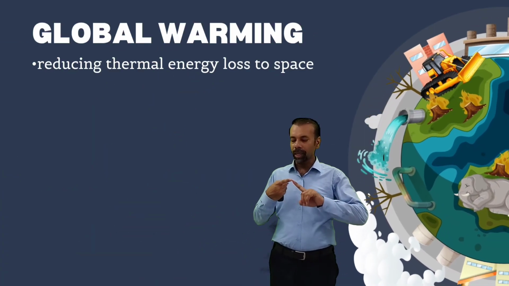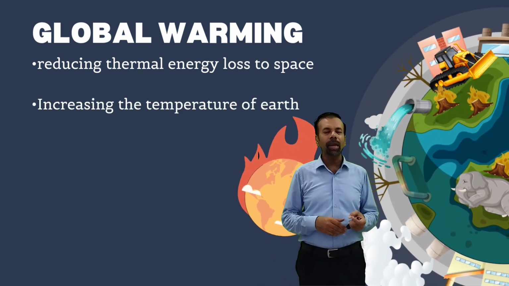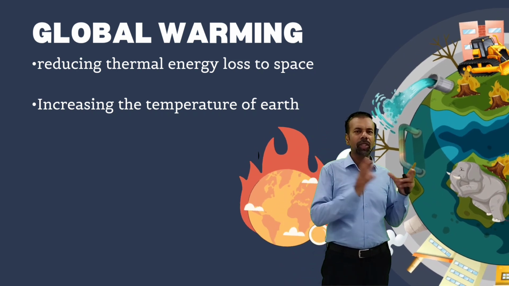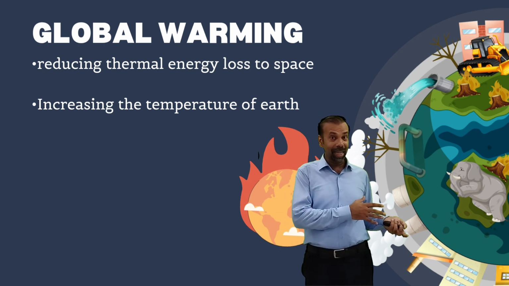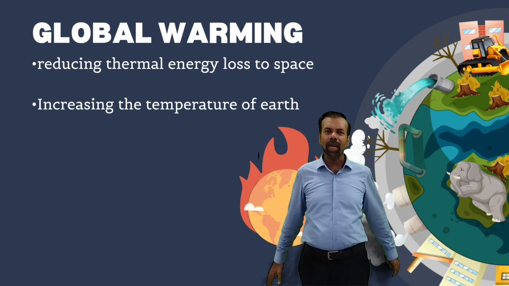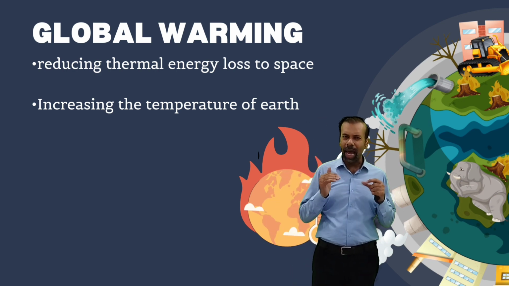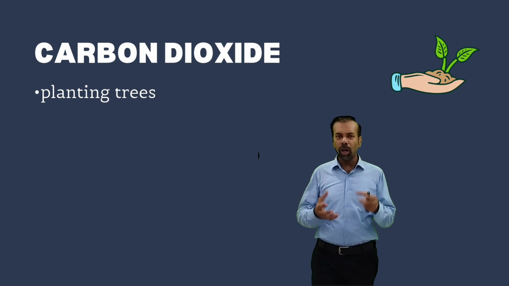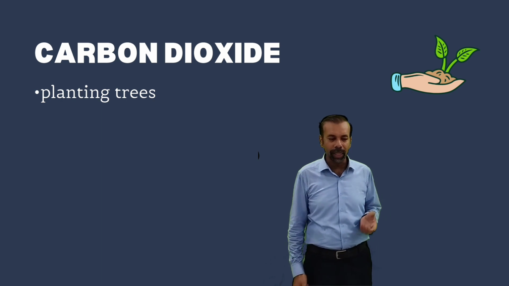So global warming is related to, number one, the temperature of earth increasing, and number two, unexpected weather changes. For example, a lot of rain when we don't need rain, and when we need rain at that time it doesn't rain. So this type of change is called global warming. This is actually due to increased concentration of methane gas and, number two, carbon dioxide gas. So now let's discuss how to minimize the effect of these two gases.